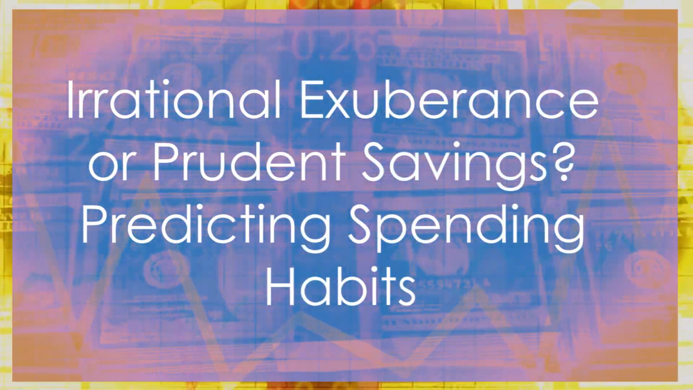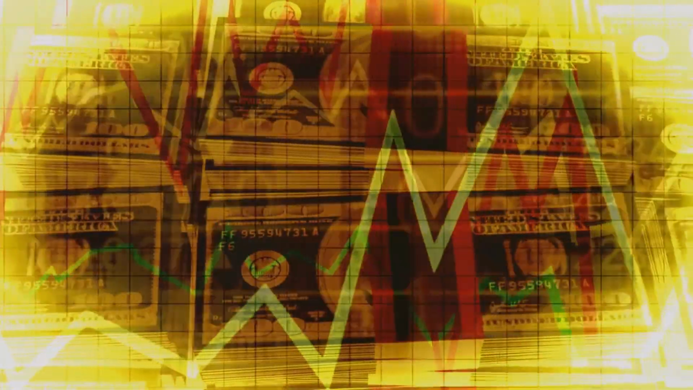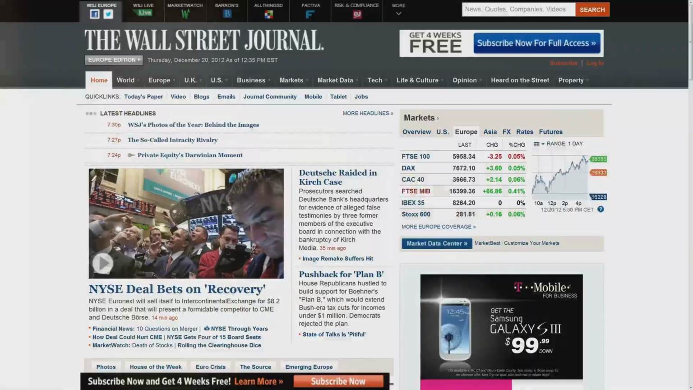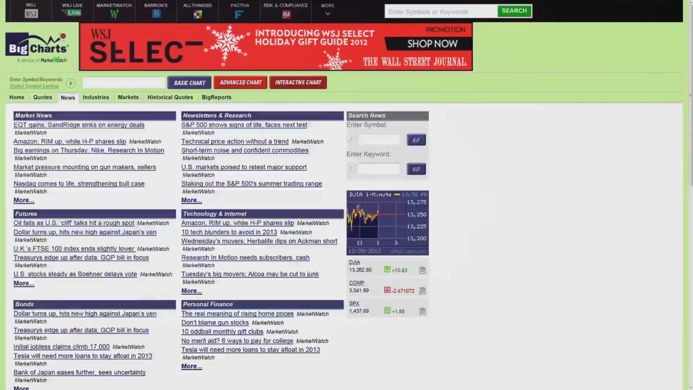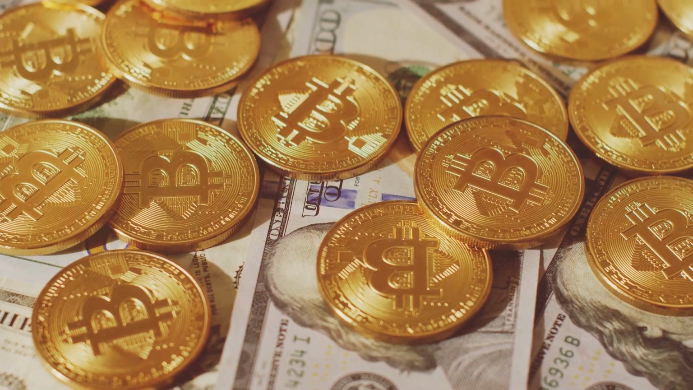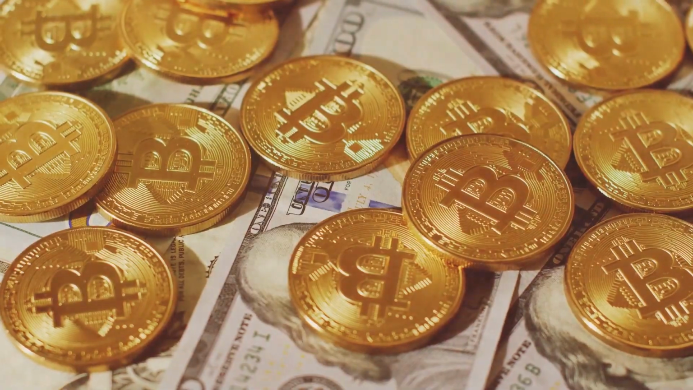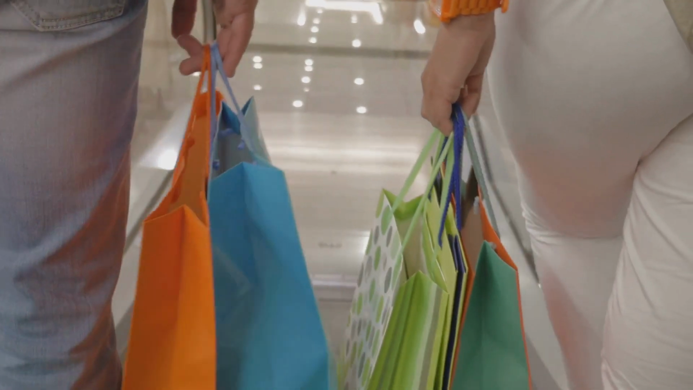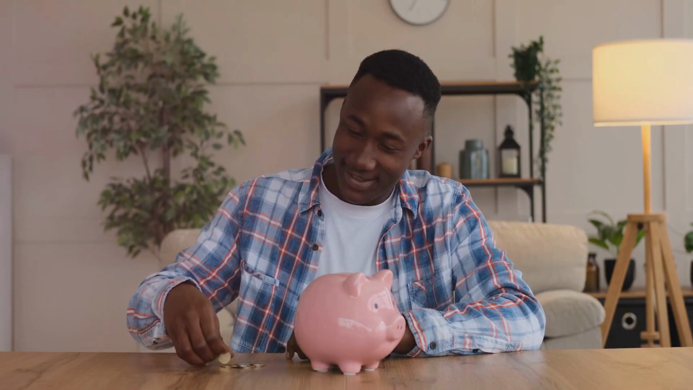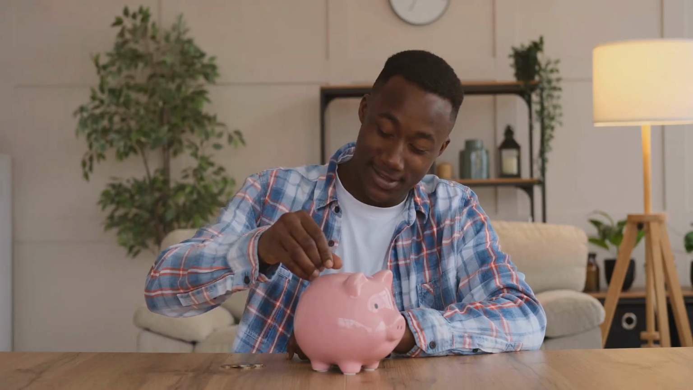Section 4. Irrational exuberance or prudent savings: predicting spending habits. The outcome of this economic tug-of-war hinges on a critical factor: human behavior. How individuals react to this newfound wealth will significantly influence whether inflation or deflation takes hold. Will people succumb to irrational exuberance, spending recklessly and fueling a rapid price spiral? Or will they embrace a newfound sense of financial prudence, opting to save or invest their wealth cautiously?